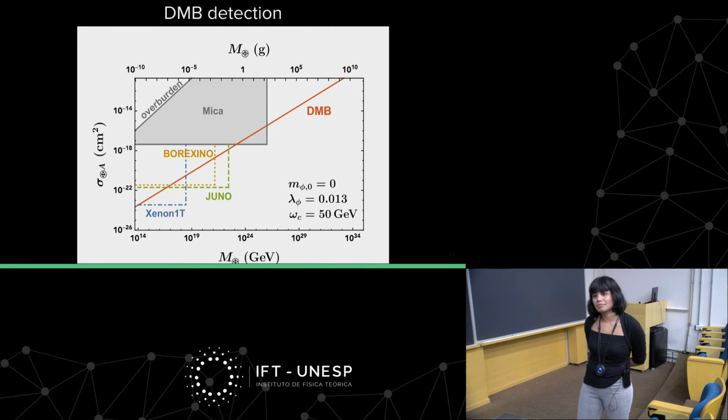Just for an idiot, how heavy is 10 to the 24 GeV in grams? Well, here, 1 gram. So it's 1 gram.